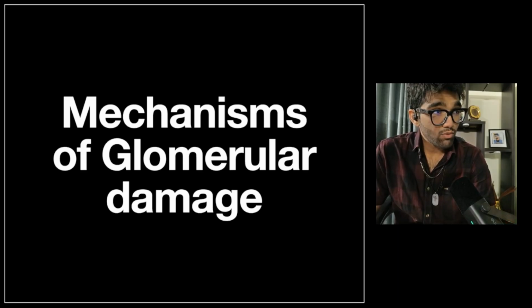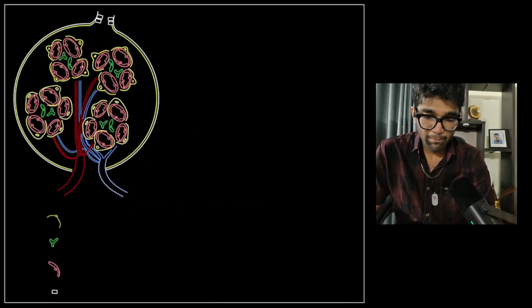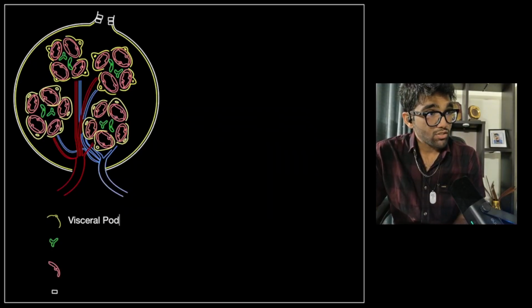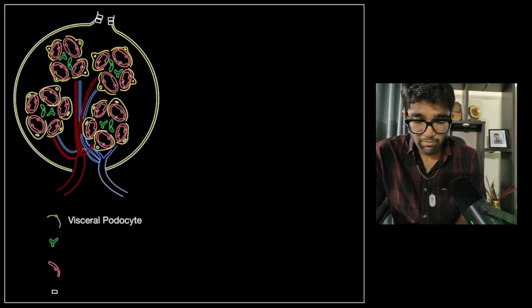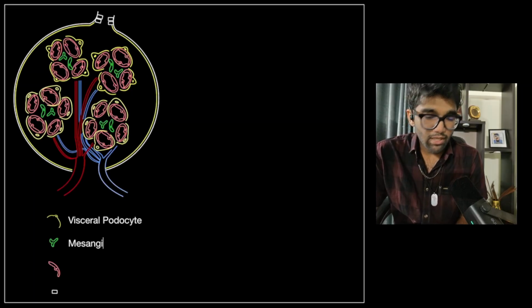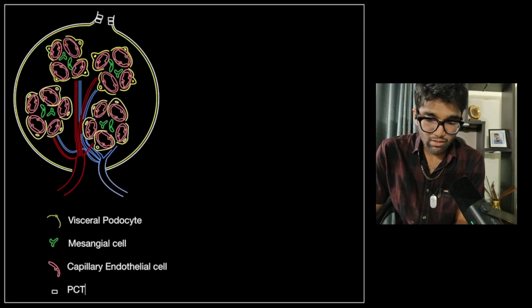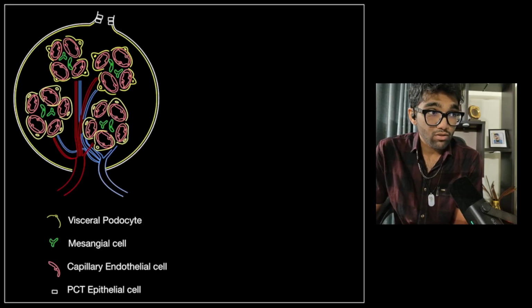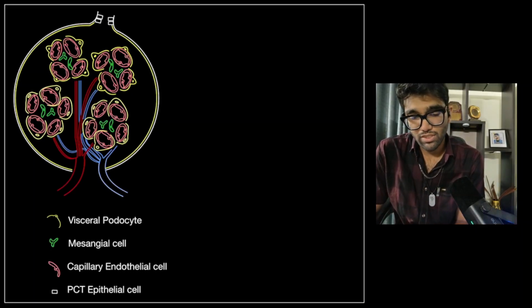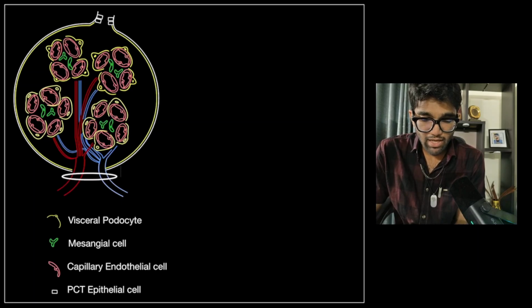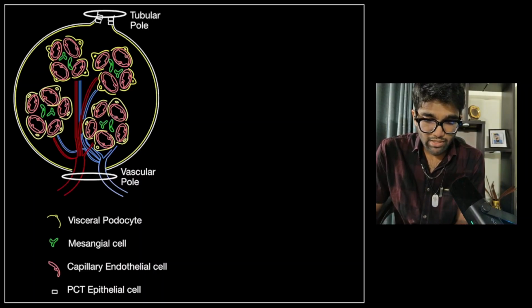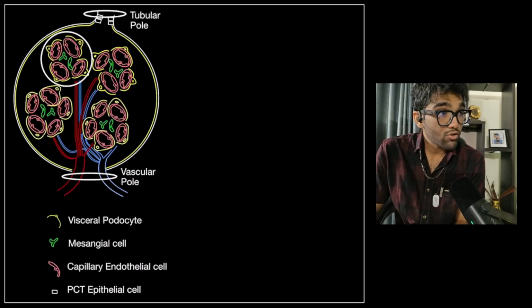Now, let's start with what is happening. Why is glomerular inflammation happening? So, in the previous discussion, I had shown you this schematic of the glomerulus. The yellow cells are actually visceral podocytes, the green cells are mesangial cells, red is capillary endothelial cells, and the white cuboid or columnar cells are rather the proximal convoluted tubule cells. Now, this is the hilum or the vascular pole, and on the other end, we have got the proximal convoluted tubule's origin.